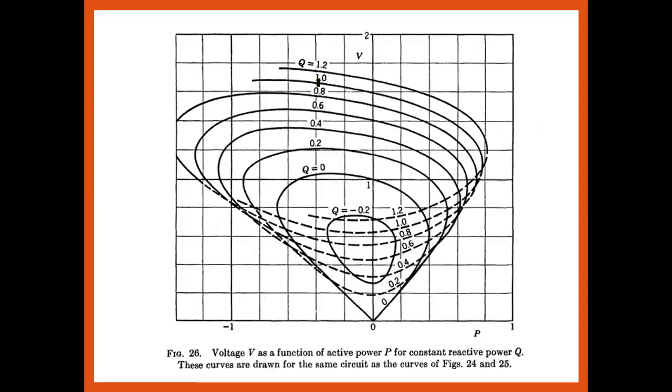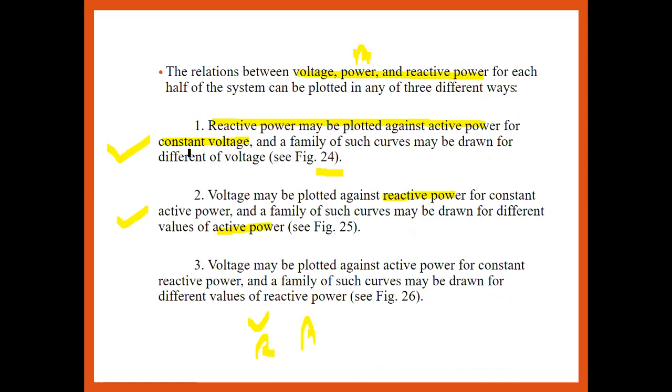Number third, the voltage is kept on the y-axis and the active power is on the x-axis, and for the constant reactive power that you have considered, and for different values of reactive power, we are able to draw the different types of loci. So this curve can be drawn for the same circuit as shown in the figure 24 or 25. So this is the graphical representation of the different cases of the relation between the voltage, reactive power, and active power to find the equivalent reactance.